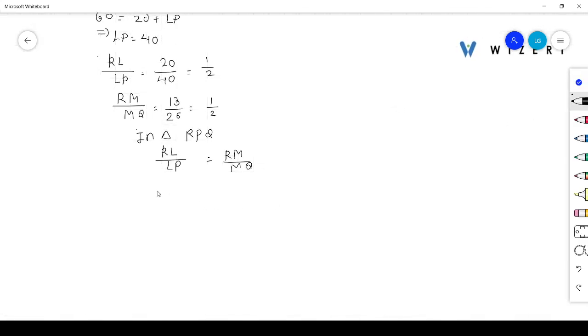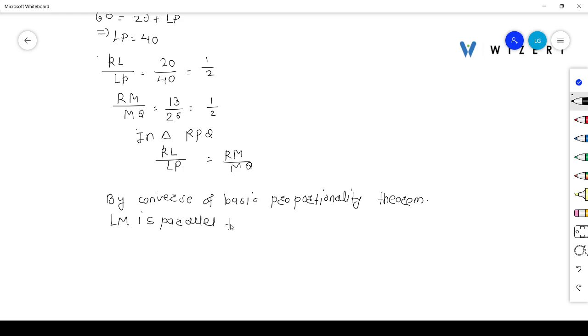By the converse of the basic proportionality theorem, LM is parallel to side PQ, or LM is parallel to PQ.